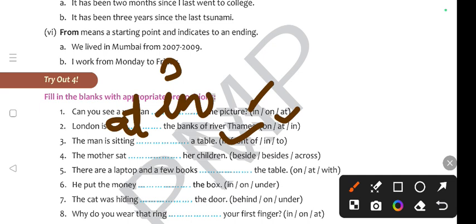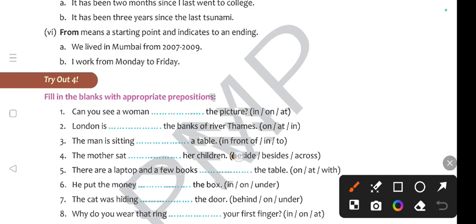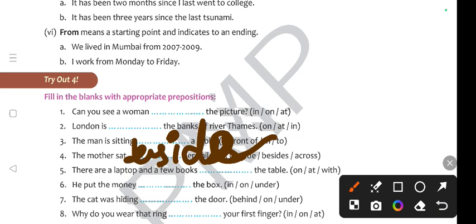My mother sat beside. Beside or besides? My mother sat beside her children. When you are using besides with an extra s, it means additionally. Okay, there are a laptop and a few books on the table. He put the money in the box. The cat was hiding behind the door. Do you wear that ring? Okay, why do you wear that ring on your first finger?